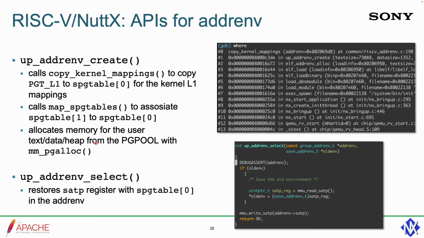And when switching context, up_addrenv_select is called. In RISC-V NuttX, it just restores SATP, the supervisor address translation and protection register, with spgtable 0 in the addrenv. It's very simple.